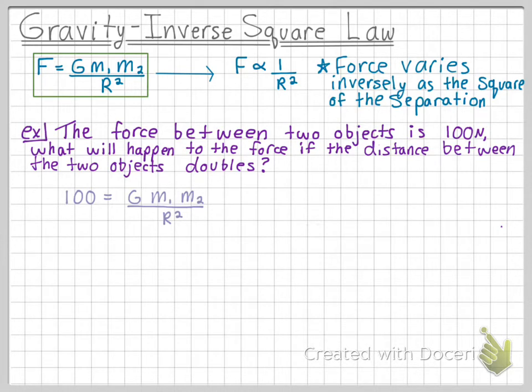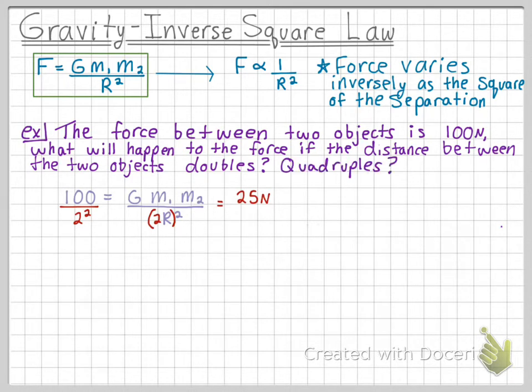If we want to double the radius, we're going to put a 2 next to the r down here. And notice that the 2 is also going to be squared along with the r. So since we put a 2 squared in the denominator on the right-hand side, that means we also have to put a 2 squared in the denominator on the left-hand side. And dividing 100 by 4, we'll see that the force decreases to 25 newtons. So it makes sense that the force decreases because the objects are becoming further apart.